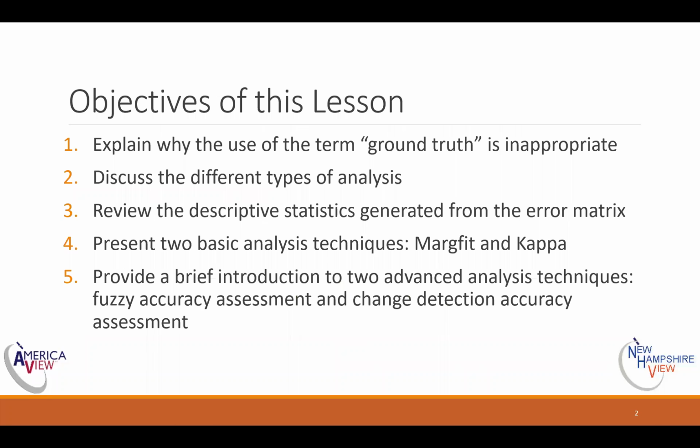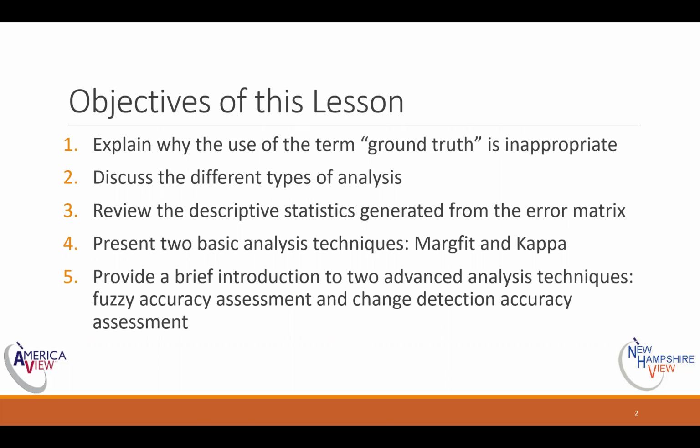So what are our objectives? We've got 5 objectives. First, we're going to make sure you understand why I don't like the term ground truth. Then we're going to discuss some different types of analysis. We're going to review the descriptive statistics that you can generate from the error matrix, make sure we're okay with that. So all those things are sort of review.